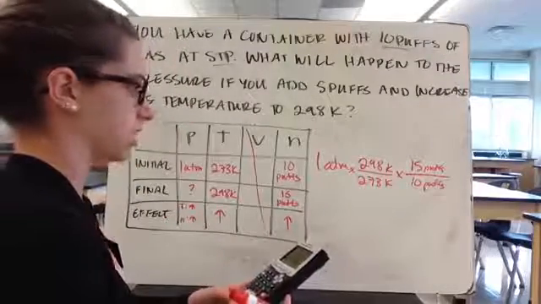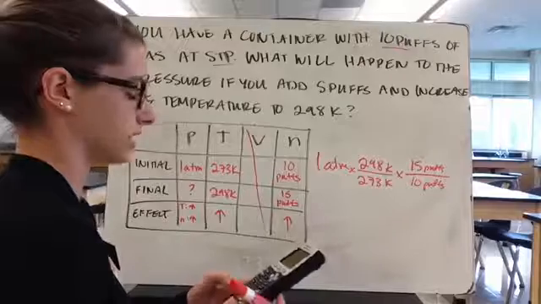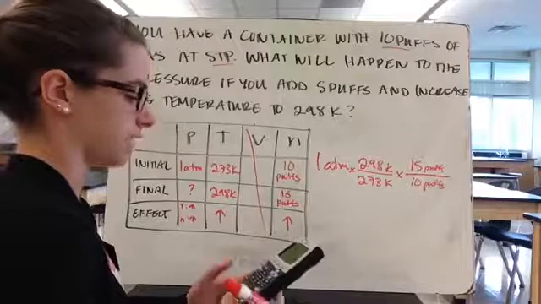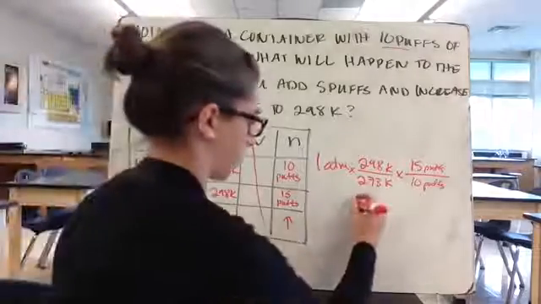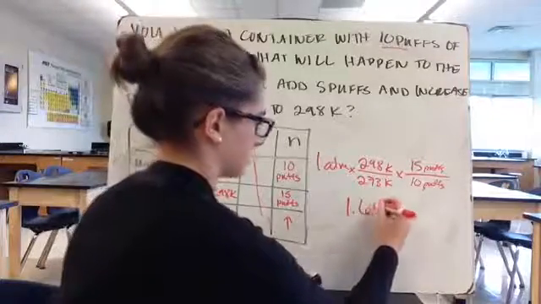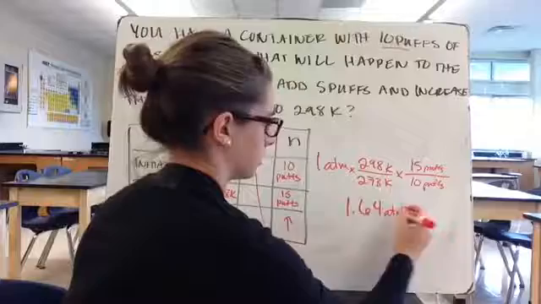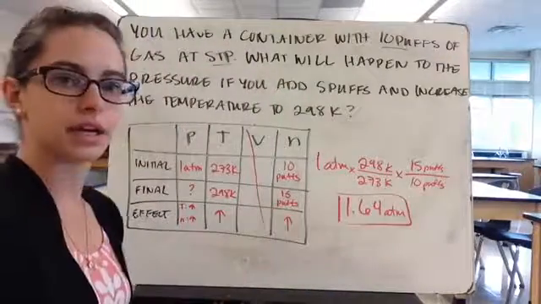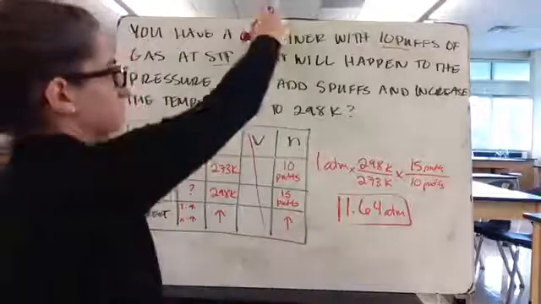And now all I have to do is solve. So 1 times 298 times 15 divided by 273 times 10, and we get 1.64 atmospheres. So both caused it to go up, and it did overall go up.